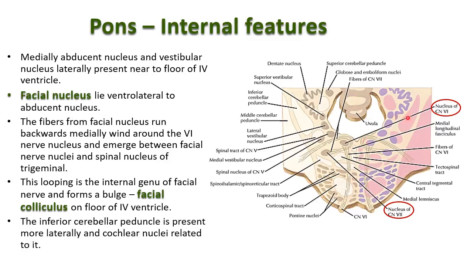More laterally you are able to see the inferior cerebellar peduncles, and immediately in front of the inferior cerebellar peduncle is your spinal nucleus and tract of the trigeminal nerve. And with this inferior cerebellar peduncle, the dorsal and ventral cochlear nuclei will be intimately related.